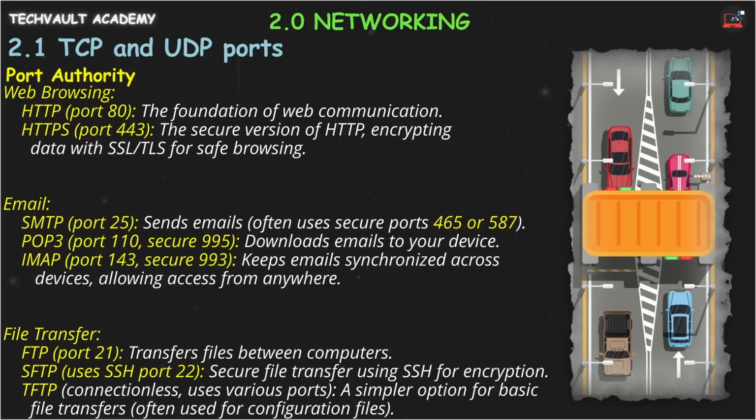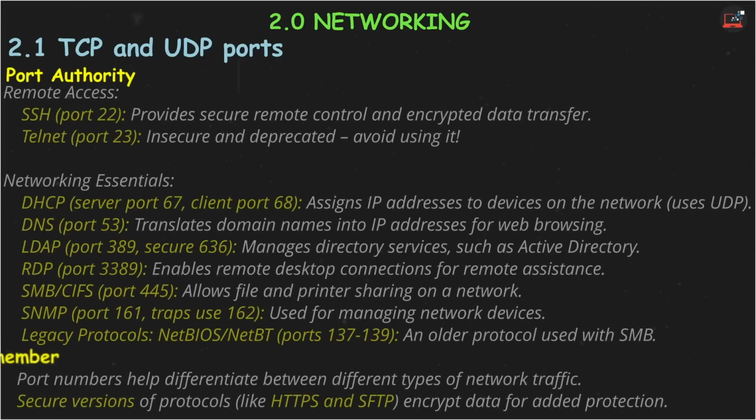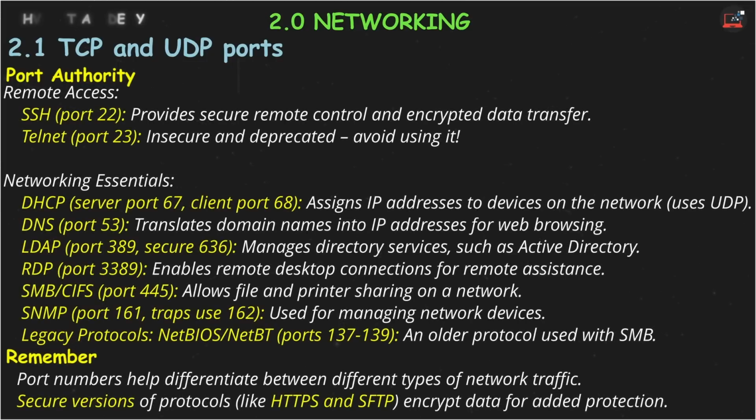TFTP, connectionless, uses various ports. A simpler option for basic file transfers, often used for configuration files. Remote access, SSH, port 22. Provides secure remote control and encrypted data transfer. Telnet, port 23. Insecure and deprecated. Avoid using it.